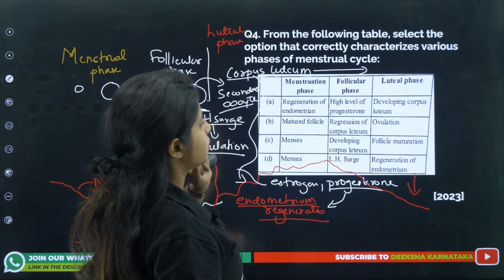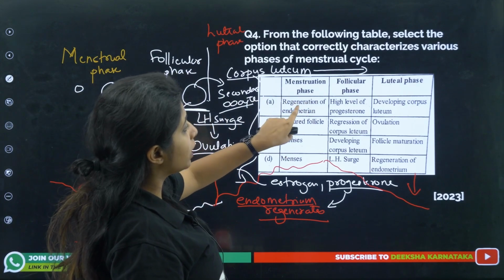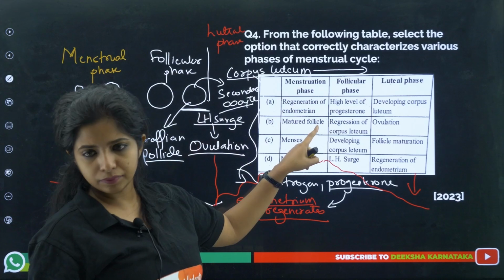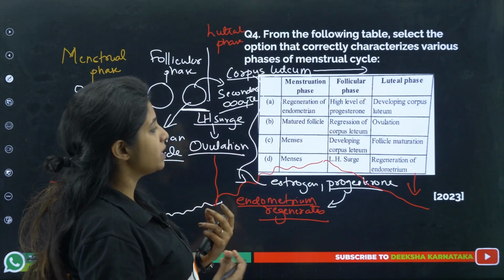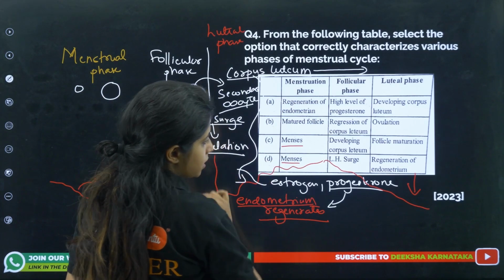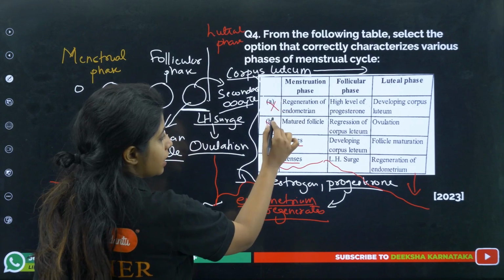Got it? Now let's try to answer. So menstruation phase is where menstruation occurs, that is menses occurs. So menses, this is correct. So we can eliminate these two options.